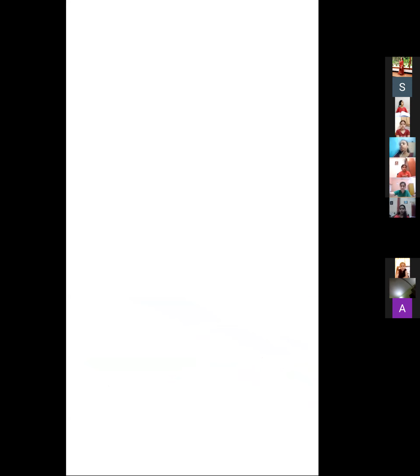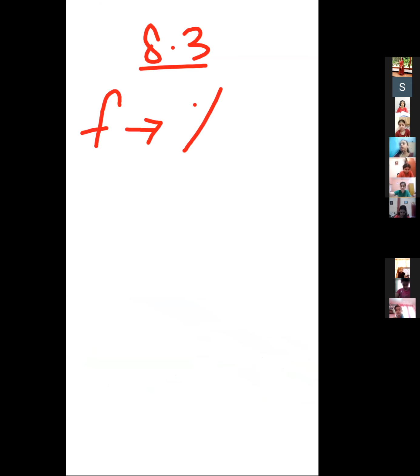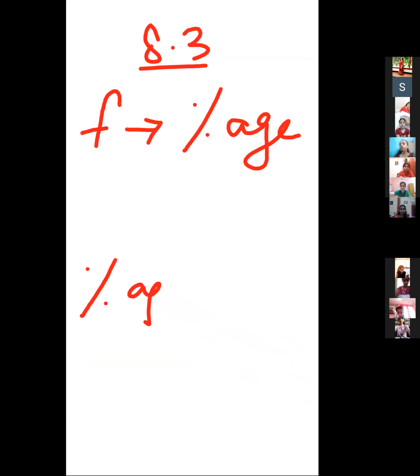Now see on the board, percentage, your exercise 8.3. First is convert the following fractions into percentage. First, two things you have to remember in your mind always. First, fraction change into percentage, and percentage change into fraction.